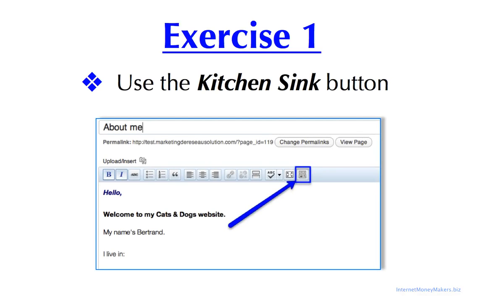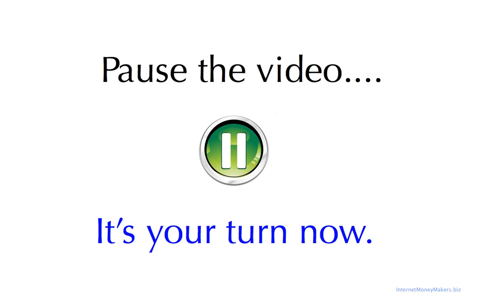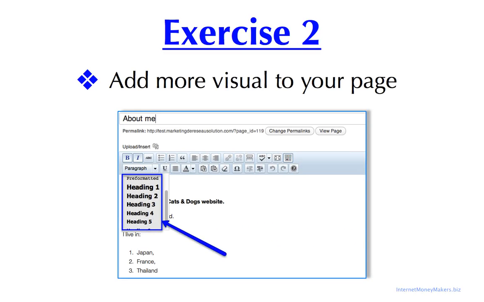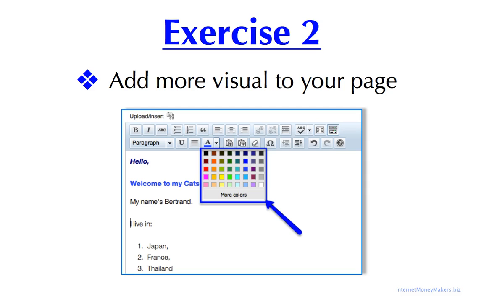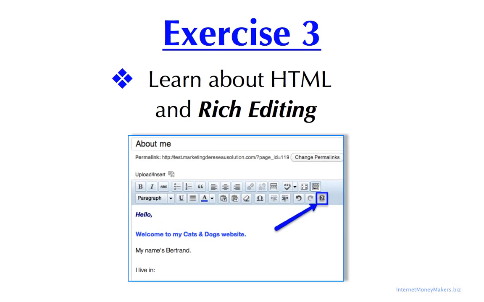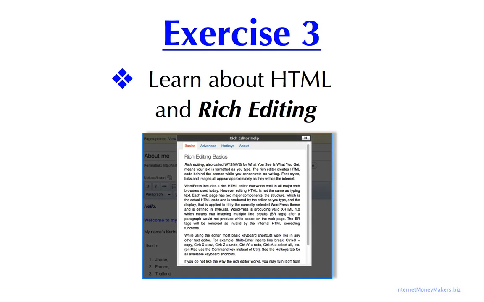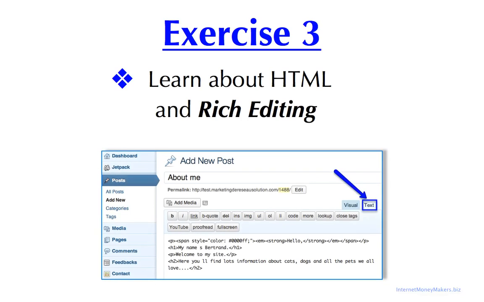Click on the kitchen sink button. You'll see an additional row of buttons appear. Add heading 1, 2, and 3 to titles, subtitles, and important sentences. Add colors to your text, and try to always keep using the same colors. Click on the question mark button. Take a look at the rich editing concept. And click on the text button to see what HTML looks like.